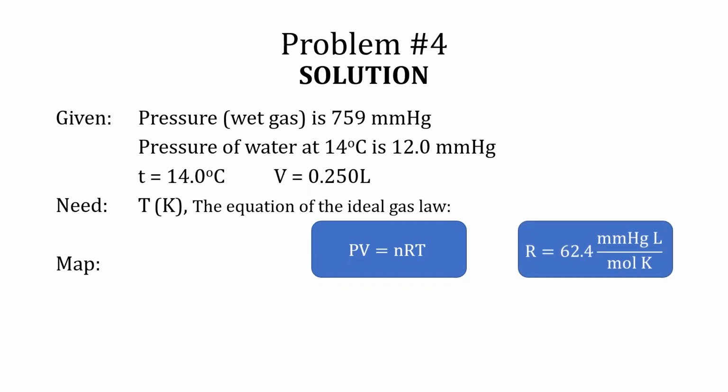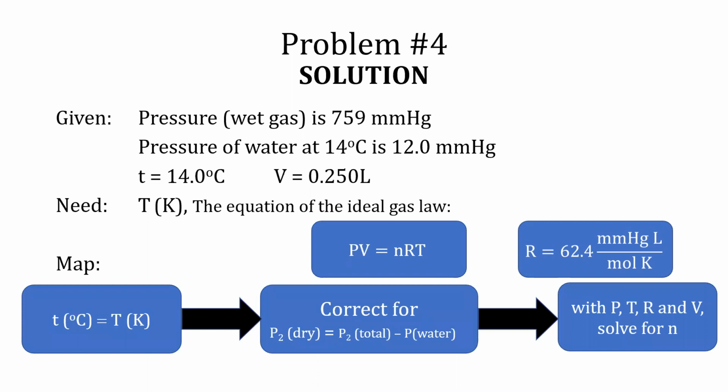The solution map is by first converting the temperature from Celsius to Kelvin units. Next, correct the pressure by taking the total pressure of the wet gas and subtracting the vapor pressure of water at 14 Celsius to get the pressure of the dry gas. Finally, with the P, V, R, and T, solve for n with the ideal gas law.